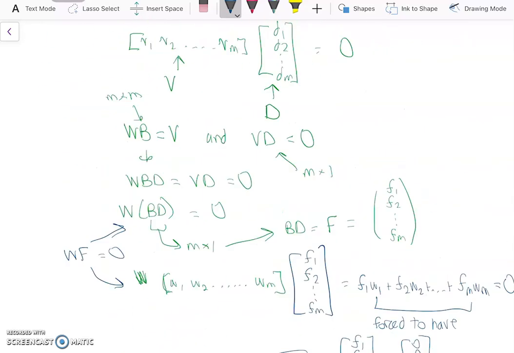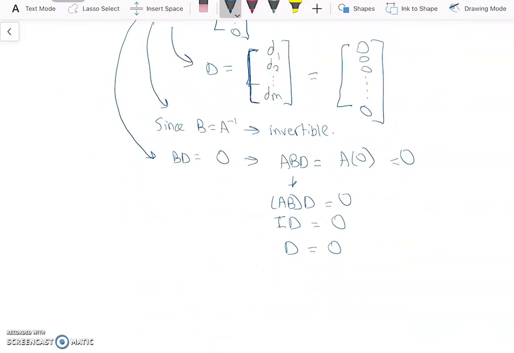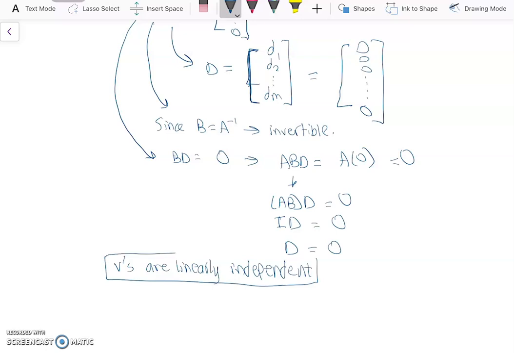However, this is a contradiction from earlier, because we assumed that not all the D's are equal to 0. So this contradiction proves that the V's are linearly independent. So we've successfully proven the V's are linearly independent.